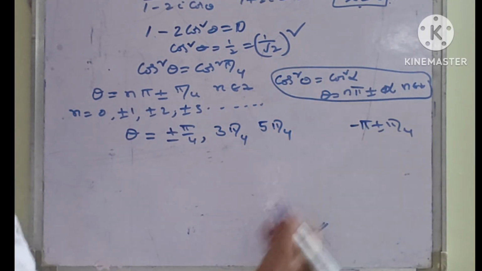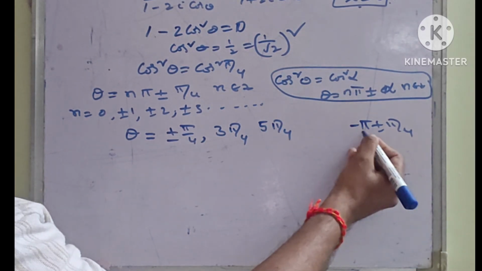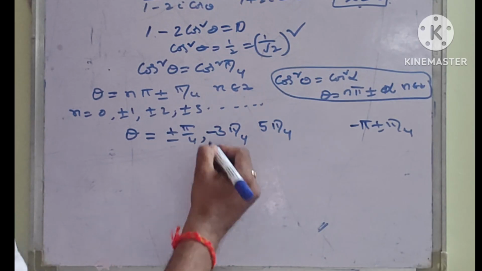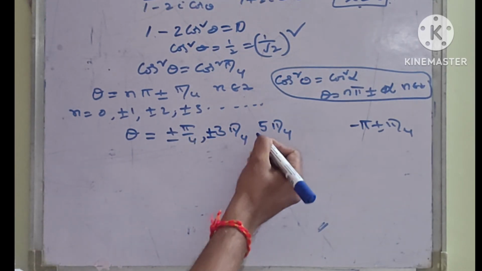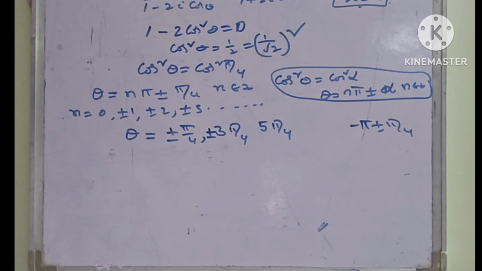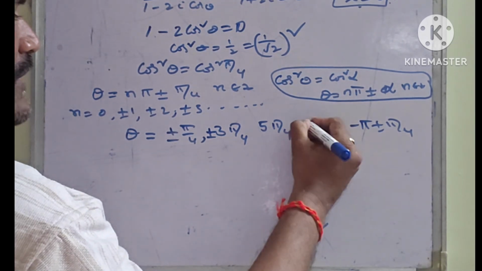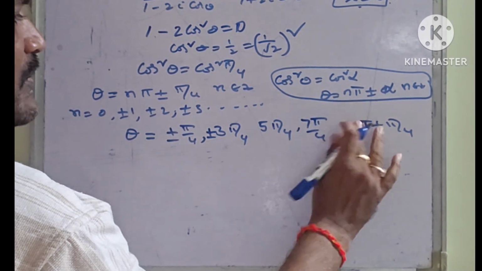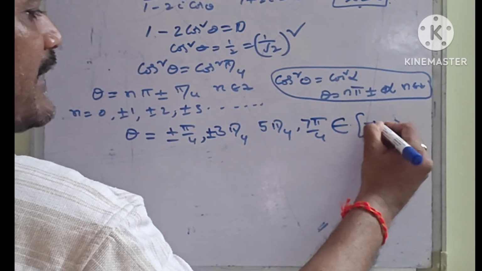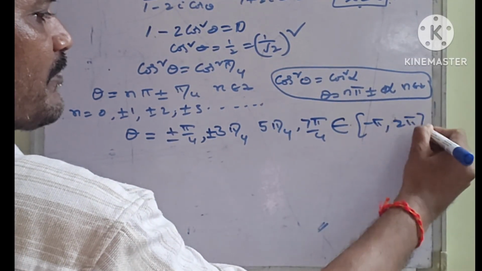Now n is equal to minus 1. Minus pi plus or minus pi by 4. So minus 4 pi plus pi by 4, minus 3 pi by 4, and minus 5 pi by 4. These do not exist in minus pi to 2 pi. And so 7 pi by 4. So these are the values that lie between minus pi to 2 pi.